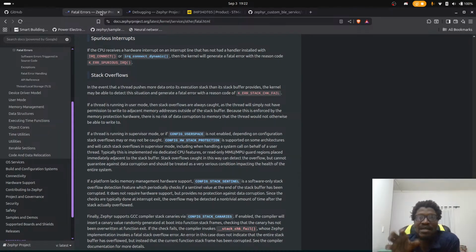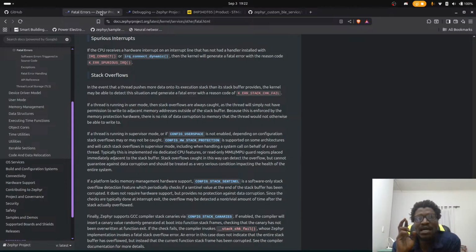So if a thread is running in user mode and it overflows the stack, it can cause a non-fatal error, but it won't be allowed to write to adjacent memory. So basically it won't be allowed to corrupt the neighbor's memory. That's what will happen. But then this error will be reported, and it might even be fatal, but you might be able to do some sort of in-house handling.